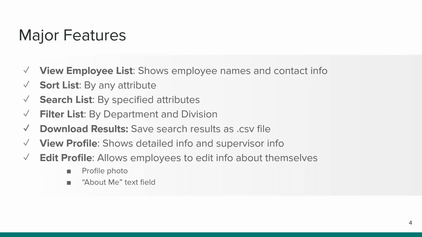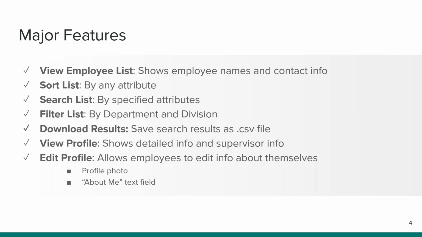The first one is viewing the employee list. This shows employee names and contact info in a table with columns and rows. This information is sortable by any attribute. It is searchable by specified attributes like first name, last name, title, and supervisor. Results can be filtered to only show specific departments or divisions. Search results can be exported to an Excel spreadsheet or .csv file.